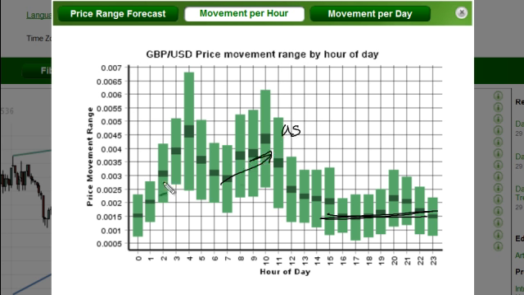But look at the pickup with Europe and the UK. For the cable, it's huge. In fact, it's the more volatile time of the day. You see that? It's absolutely the more volatile time of the day.